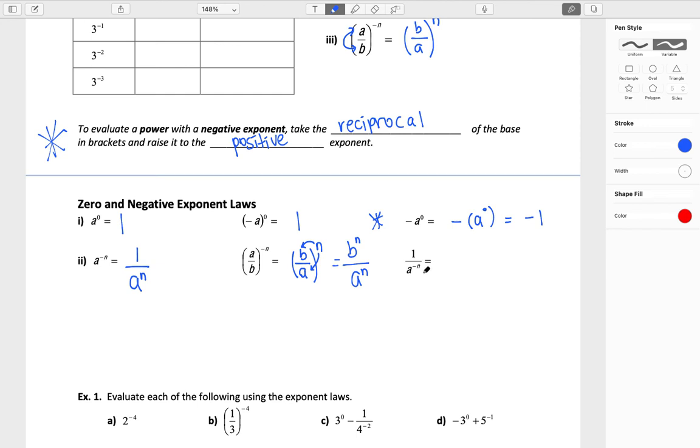Now, what if you were to have a negative exponent in the denominator? Okay, so same thing again. If you have a negative, I'm going to flip them. So let's flip. It becomes a over 1, and the negative exponent now becomes positive. So it becomes a to the n.